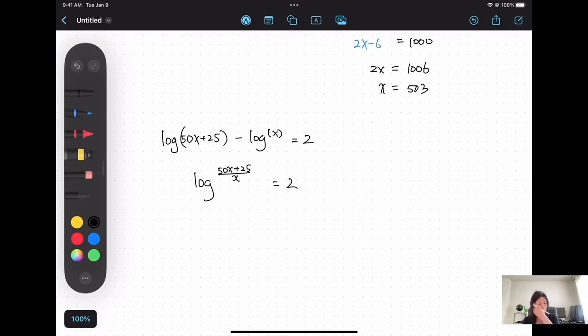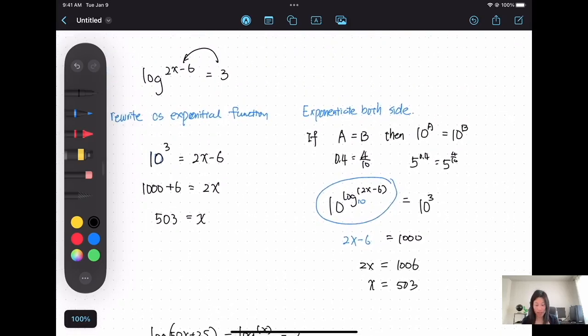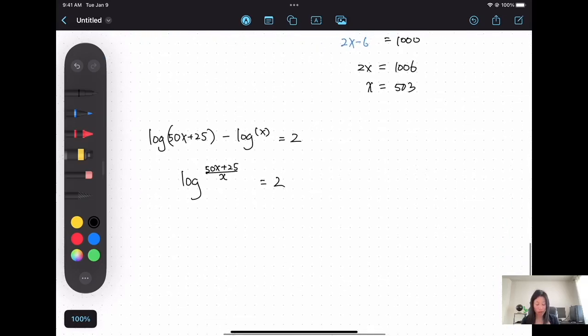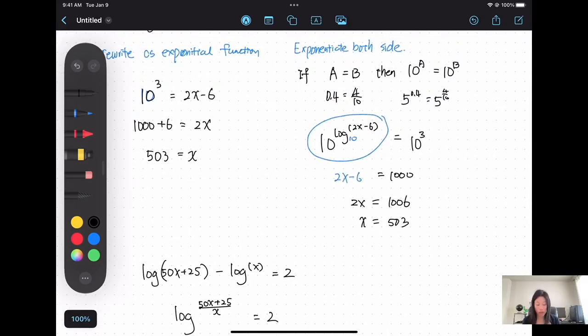Again, we have two ways to do it. Either you write it in exponential form, or exponentiate on both sides. But be careful, this is a common log, so when you exponentiate, you want to use 10 so that you can apply the inverse property.